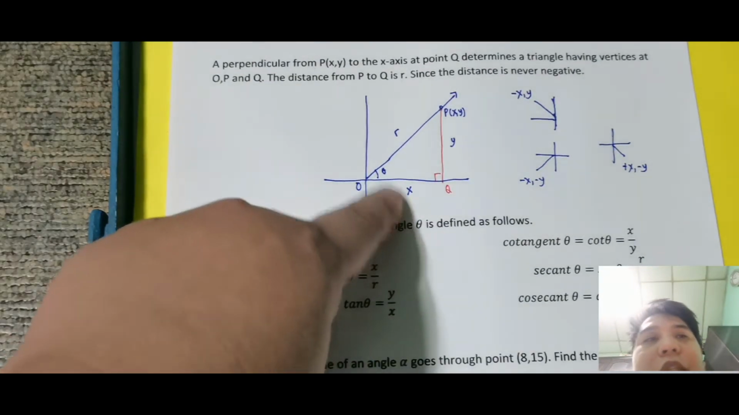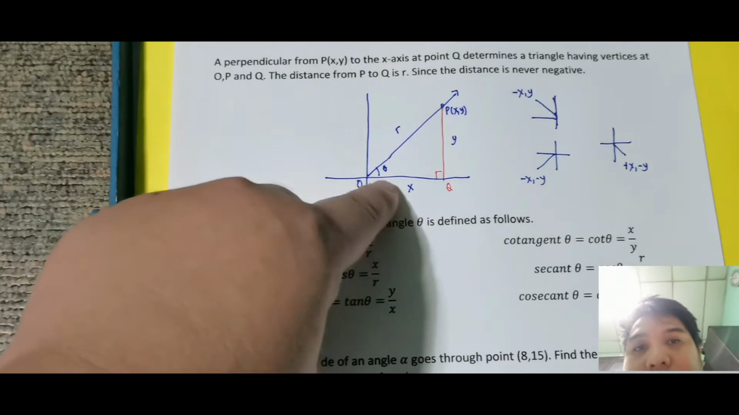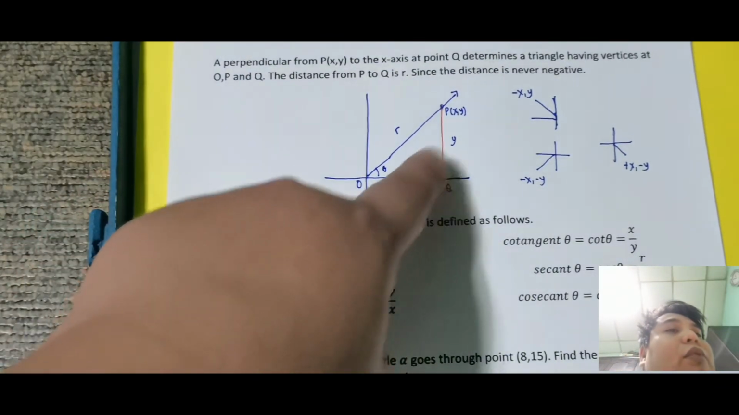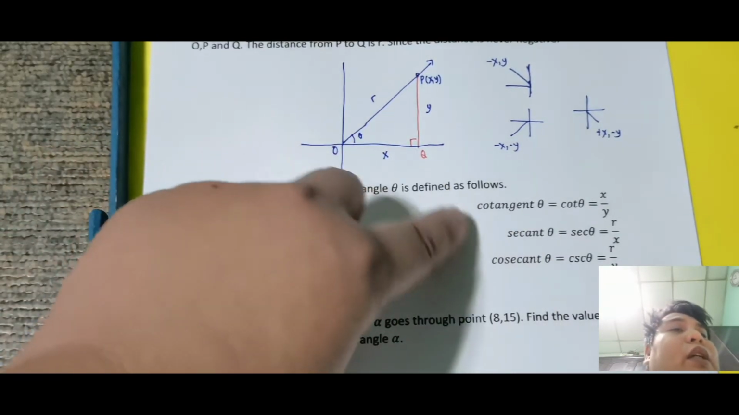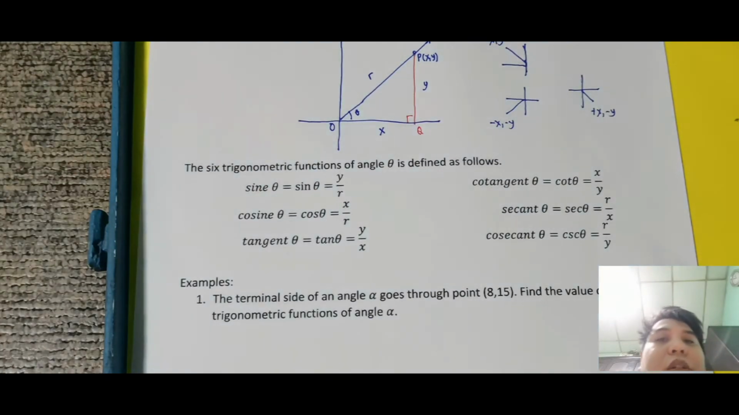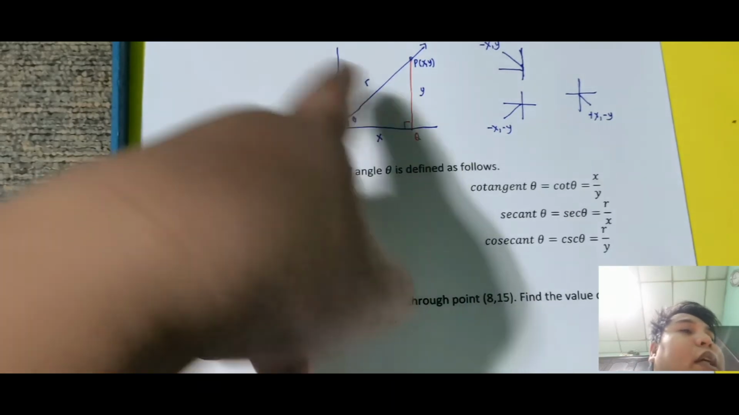Cosine is x over r. Okay, then next is tangent. Tangent is y over x. Cotangent is x over y. Secant is r over x. Cosecant is r over y. And yan muna yung gagamitin natin. So, where r is the hypotenuse, dito yung dalawang other side niya.